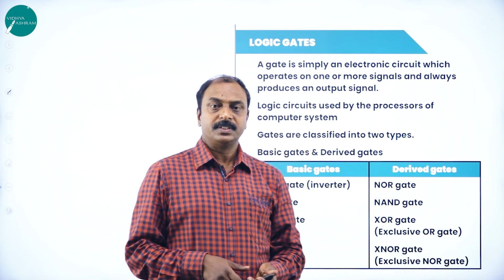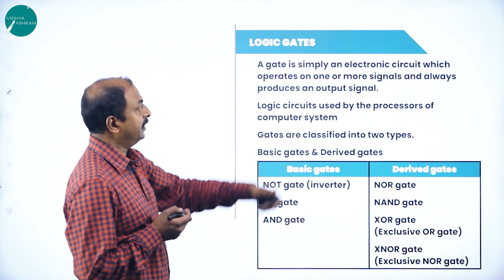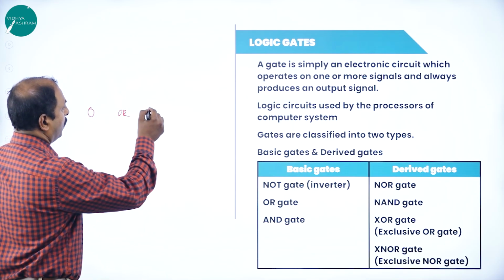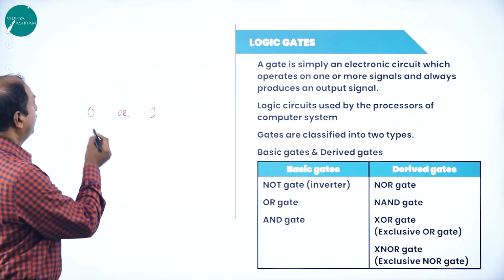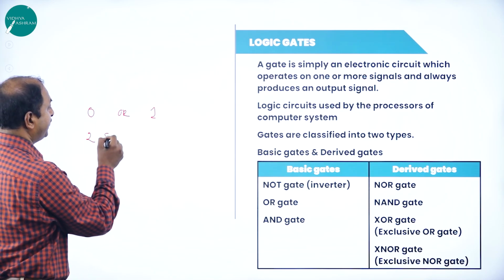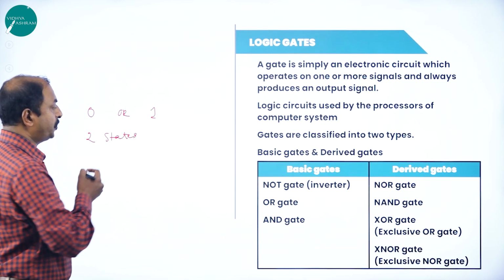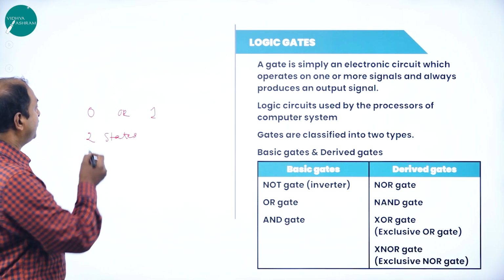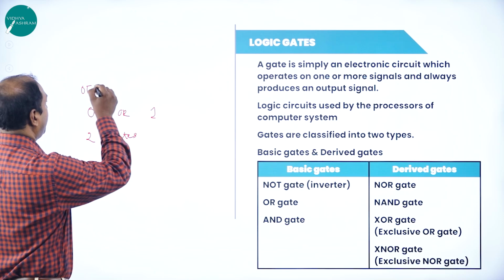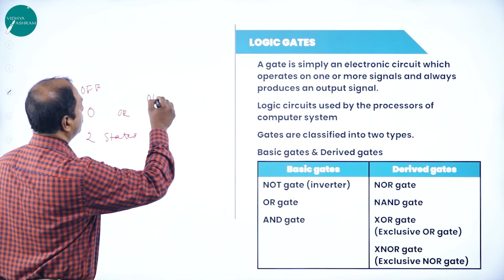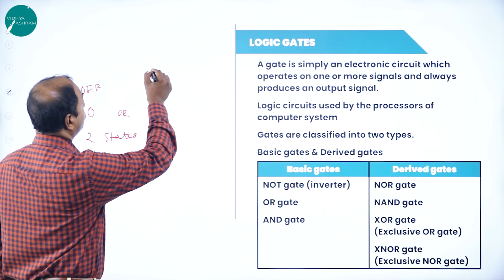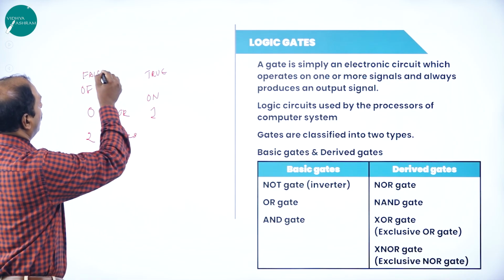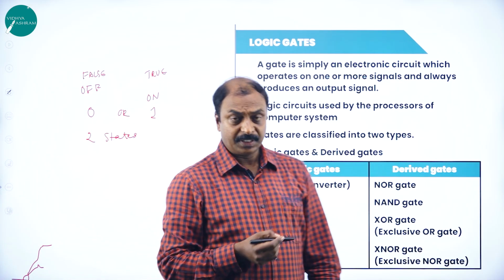Here, what is the meaning of this? Here the signal is in the form of 0 or 1. There are two states of the signal: one is the 0 state and the other is the 1 state. The 0 state is referred to as the off state and the 1 state as the on state. Another way, we can also say this is true and this is false.